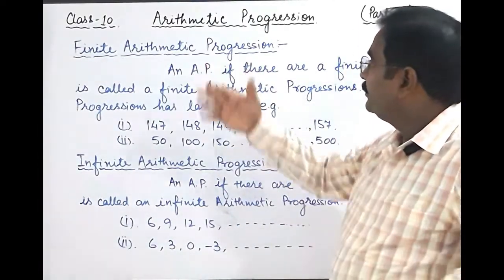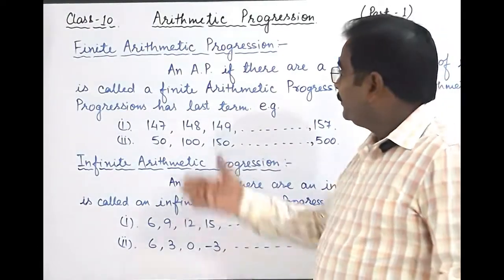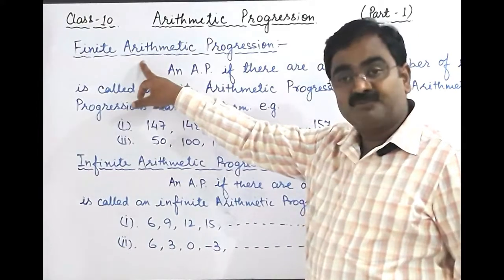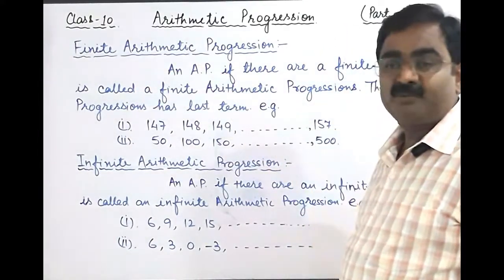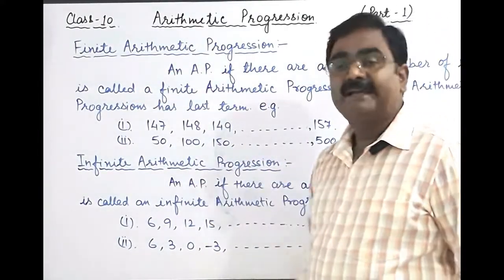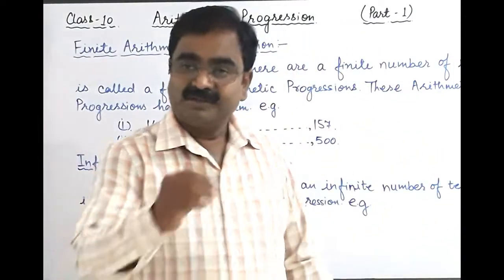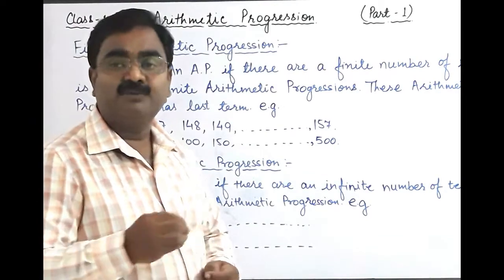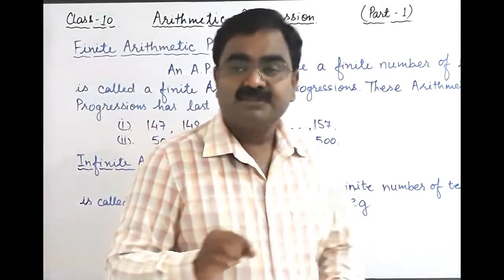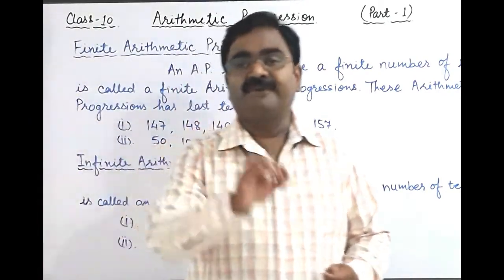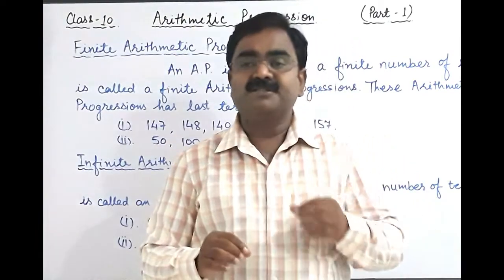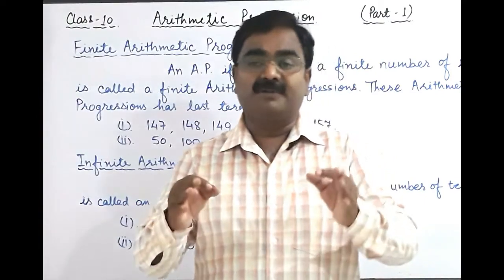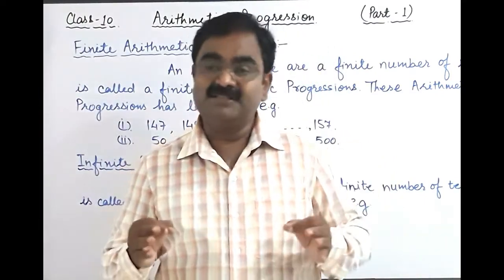So here we are going to study the types of arithmetic progression, in which first we will read finite arithmetic progression and second we will read infinite arithmetic progression. Right children? So first of all you have to see what are the finite and what are the infinite. First let us understand the meaning of finite terms. Finite means limited, it is countable, जिसको हम count कर सकते हैं, that is finite.